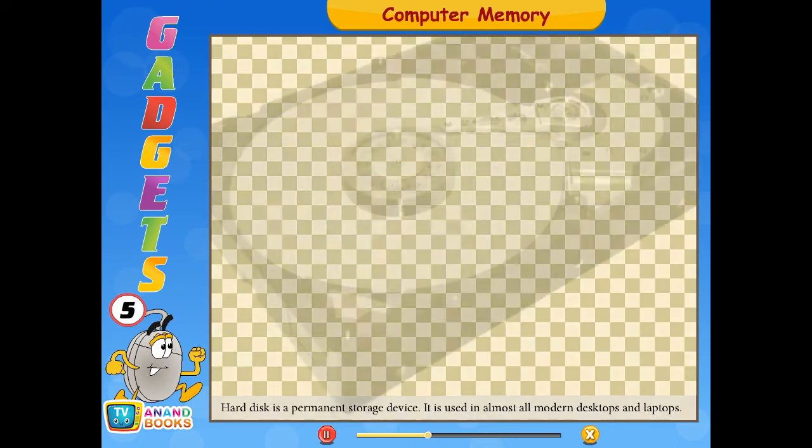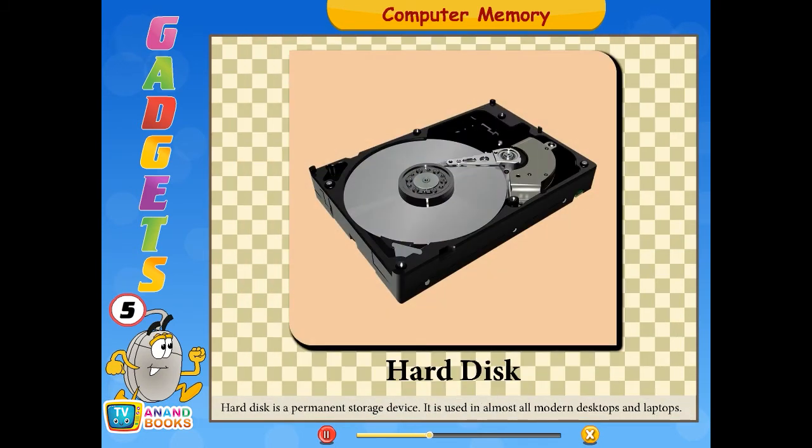Hard disk. Hard disk is a permanent storage device. It is used in almost all modern desktops and laptops. Modern hard disks can be as large as 4 TB or 8 TB. Hard disk acts as a storehouse of information.